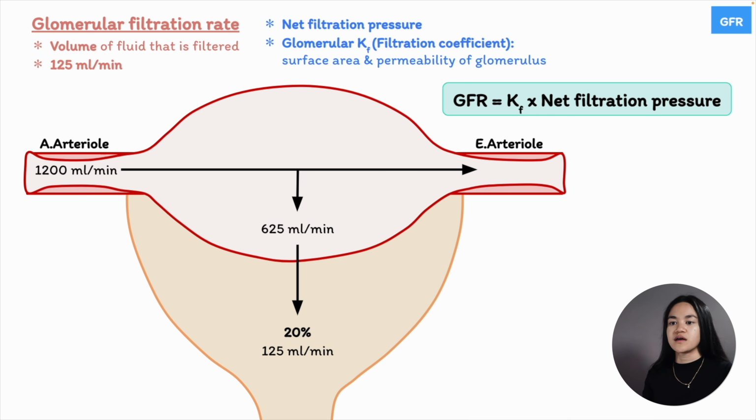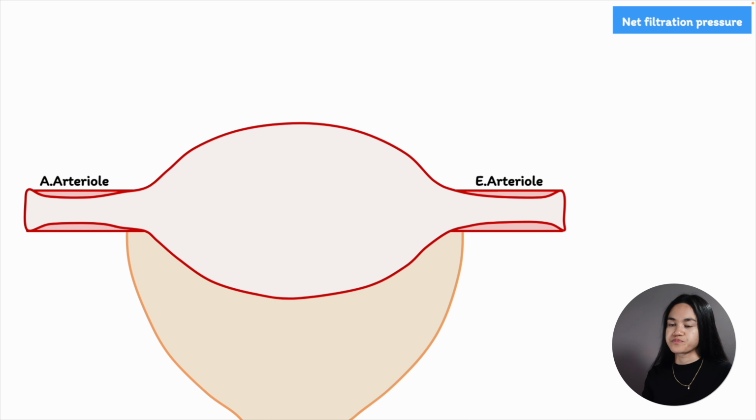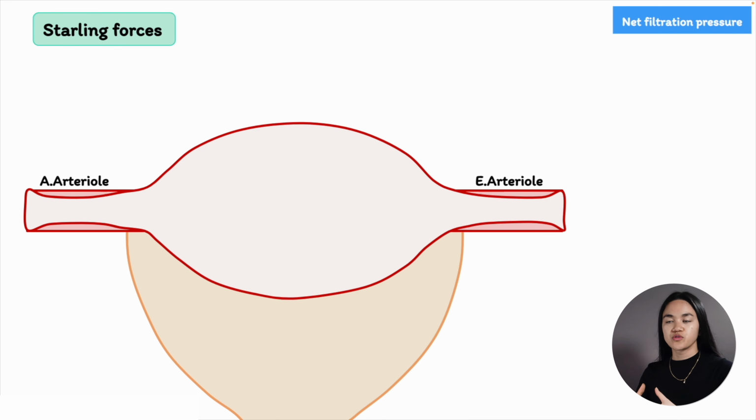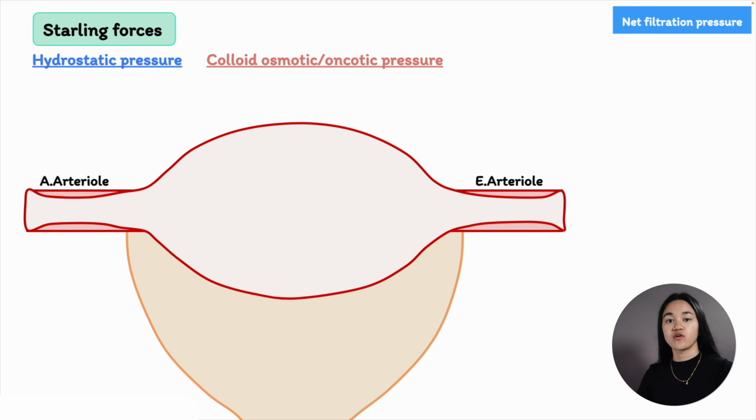Let's take a walk in the park and go through net filtration pressure. All right, remember what we said before? We need some sort of force to push the plasma, okay, to move fluid through the glomerulus. So the NFP, the net filtration pressure, is the sum of the pressures across the glomerular membrane. There are 4 pressures we're going to look at, and these are known as Starling forces. These include the hydrostatic pressures and the oncotic or colloid osmotic pressures that are occurring on both sides of the capillary wall.